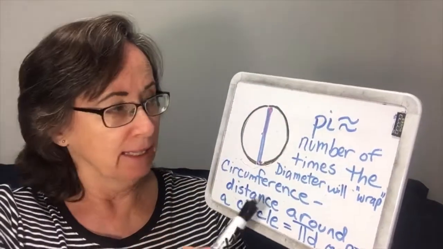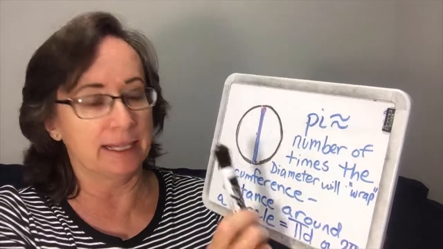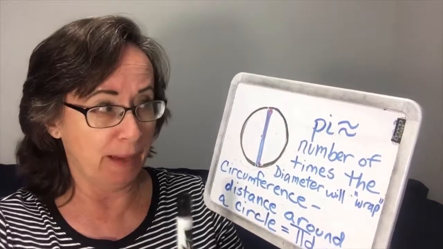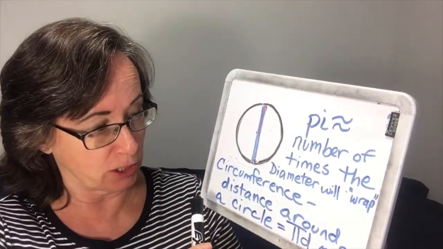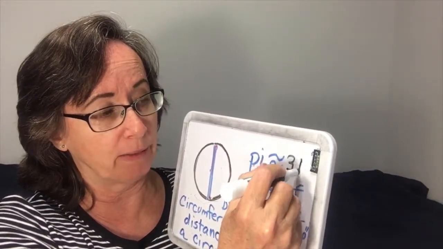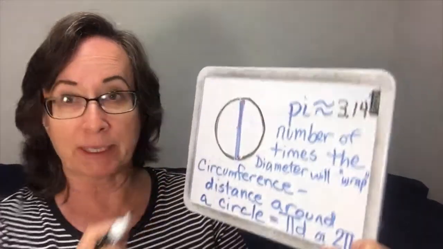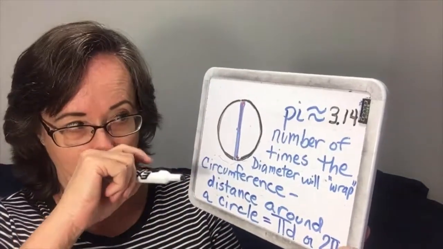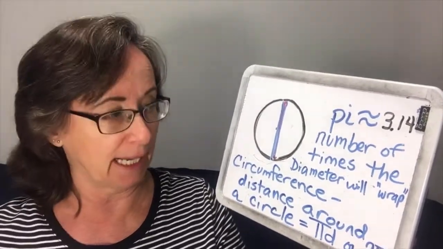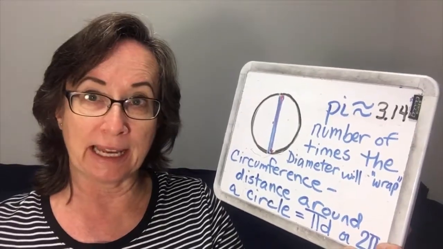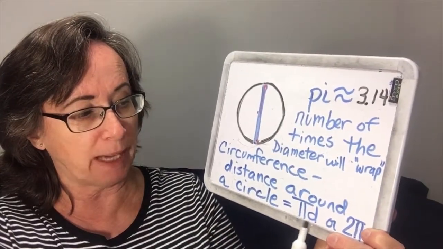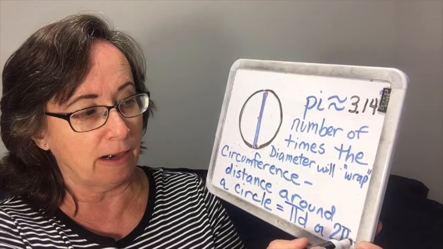So pi is the number of times the diameter will wrap around the circumference, but we use an approximation for pi, which is 3.14. And that's not exact, but we're going to say pi is approximately 3.14. For our purposes, that's close enough, but you must know that it's not exactly how many times the diameter will wrap. The circumference is the distance around the circle, and it is equal to pi d or 2 pi r.